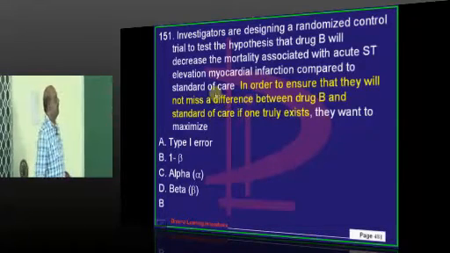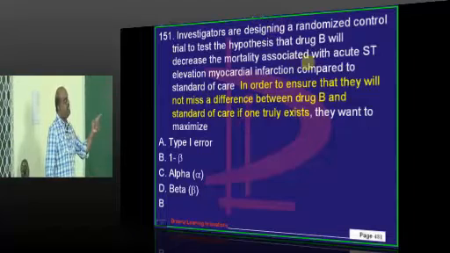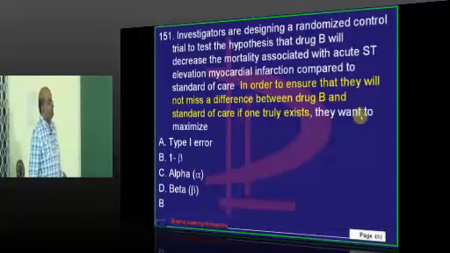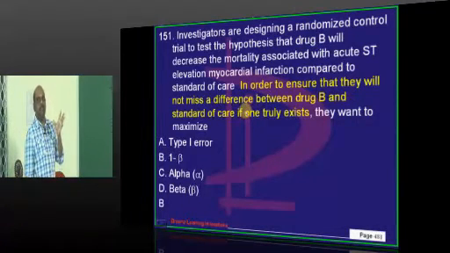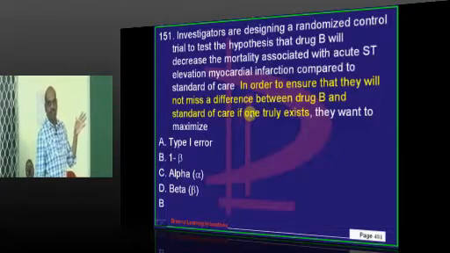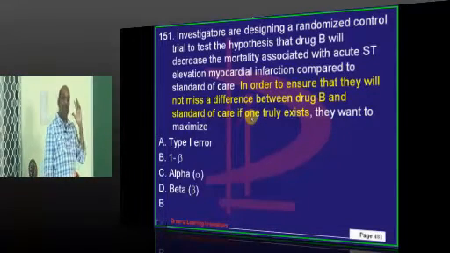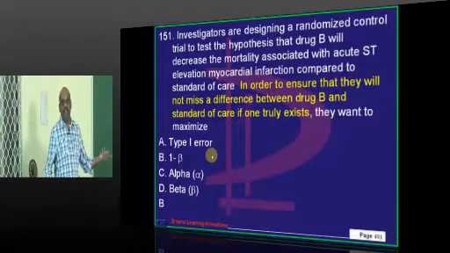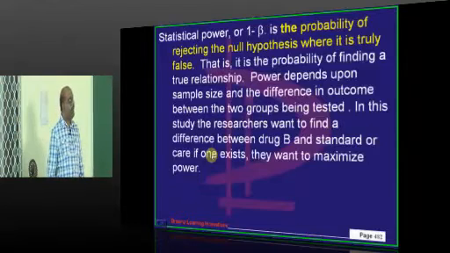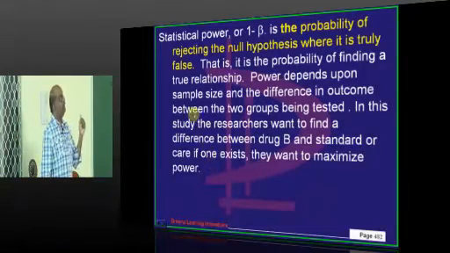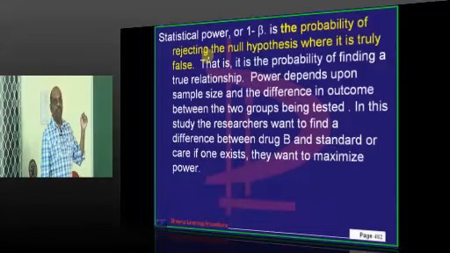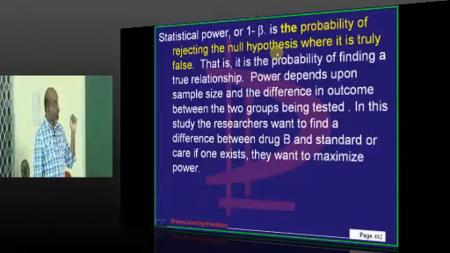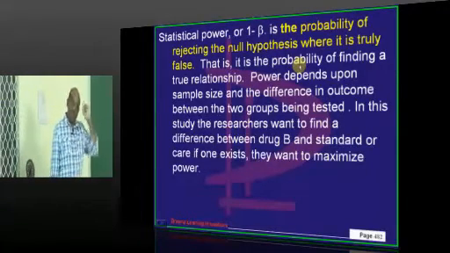Now, investigators are designing a drug which will decrease the mortality. They want to ensure that they will not miss the difference between the drug B and the standard one, if at all it exists. Then what is the thing that they need to basically maximize? As we already said, what is the power of study? The power of study is the probability of rejecting the null hypothesis, though it is truly false.